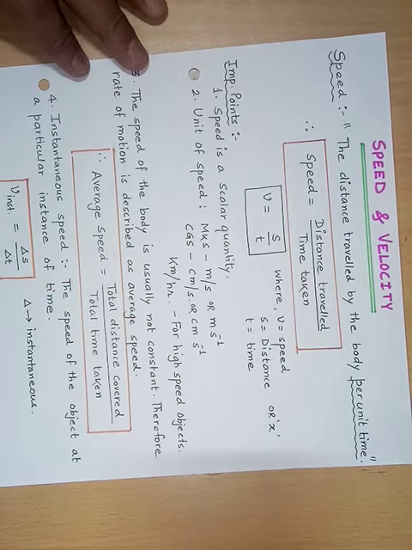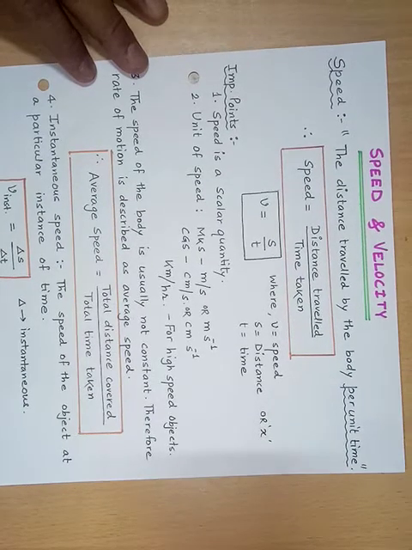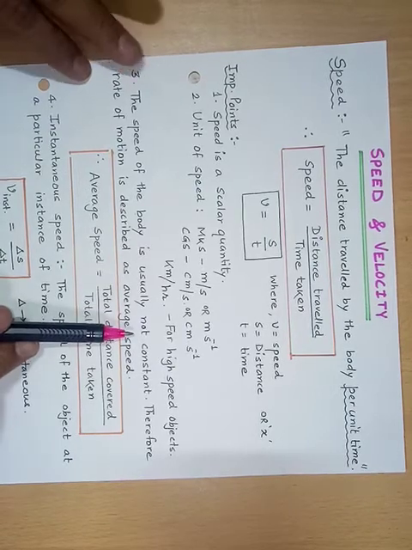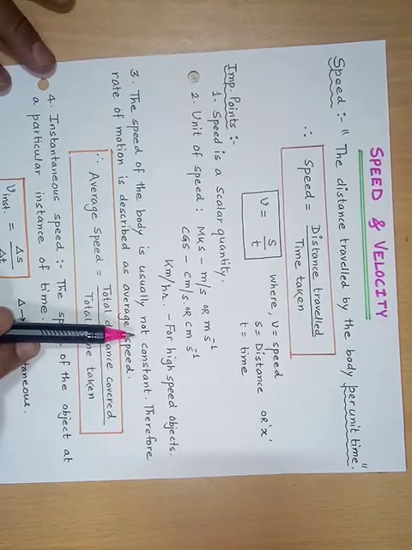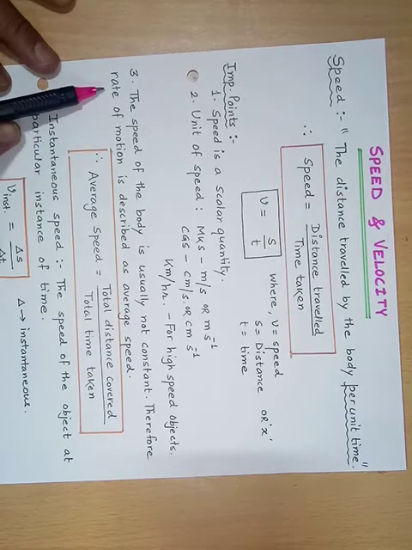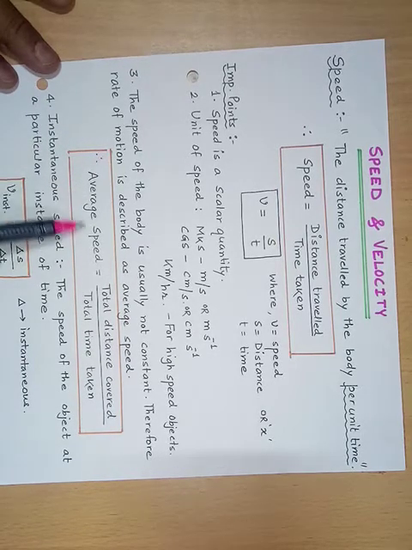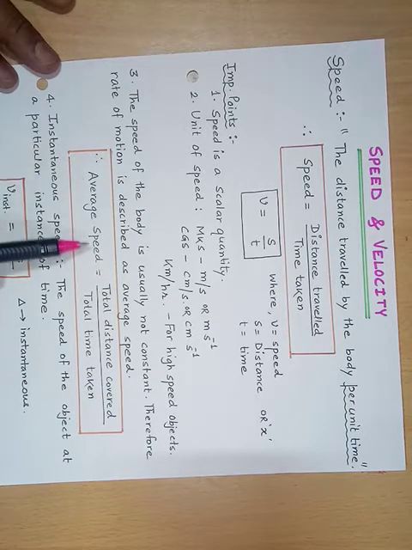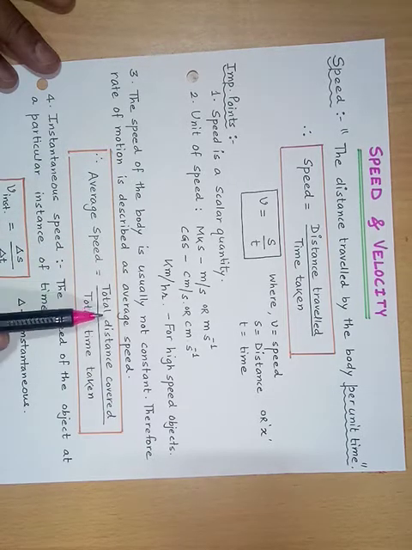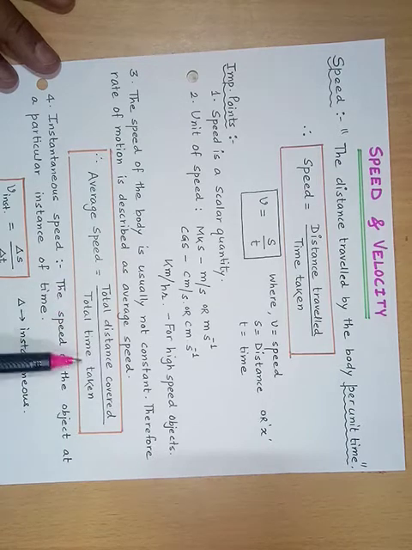Suppose we are going from one station to another station, or one town to another town, then sometimes we have to increase the speed of our vehicle, sometimes we have to decrease the speed of our vehicle. So all the way during the motion of the object, the speed may not be constant. So in that case, we have to use the average speed concept as a representation of the speed of that particular object. So average speed can also be represented as total distance covered divided by the total time taken.